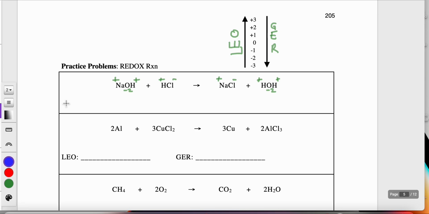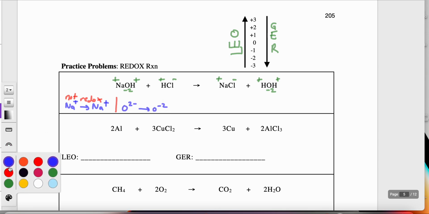So I notice I start off with Na. It starts off with a +1, and on the product side, it still has a +1. So that means this is not redox. So it's not participating in redox. Okay, moving on to the next one. I see O. The oxygen starts off with a -2, and on the product side, it still is a -2, so its oxidation number remained exactly the same. It's not participating in redox, so this is not redox either.